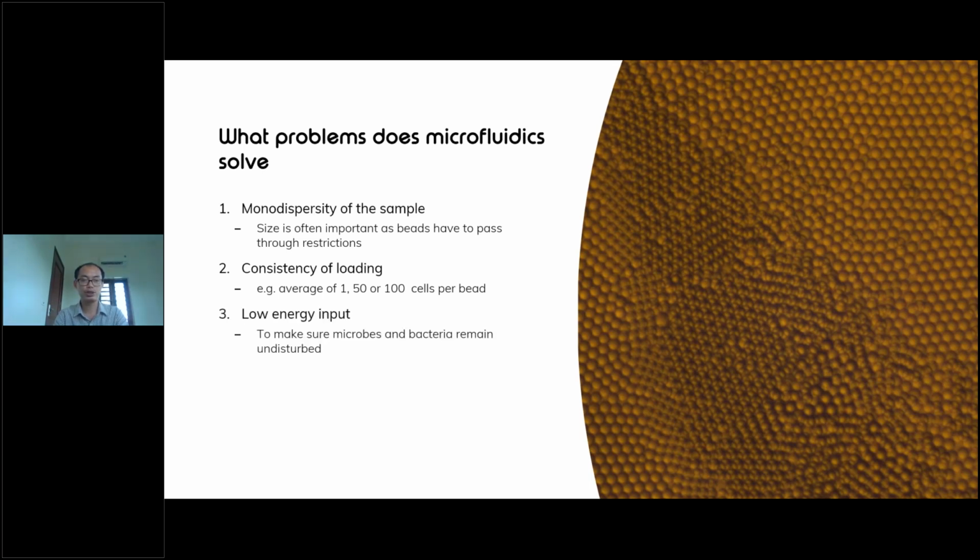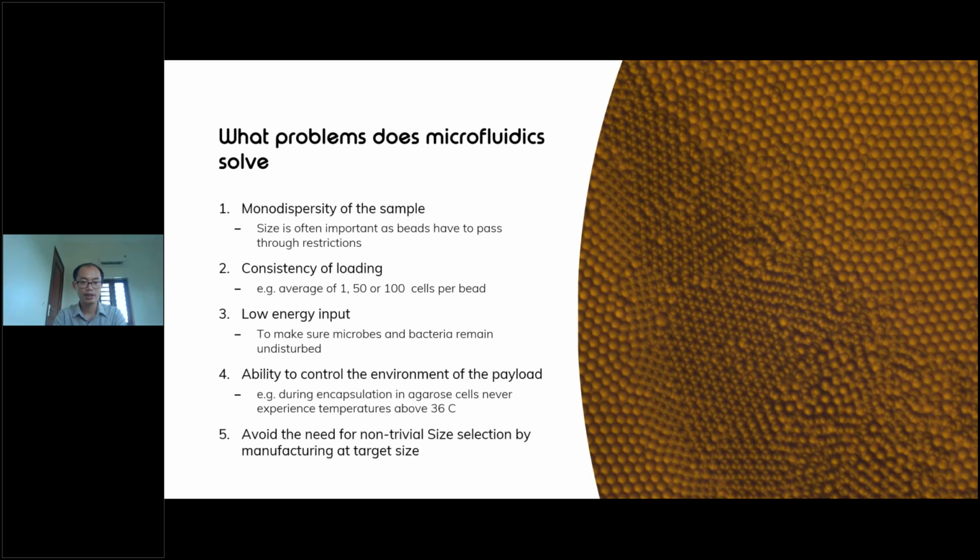And the third one is low energy input. With low energy input, it can make sure that the encapsulation of drug can remain, or bacteria can remain undisturbed. And the fourth is the ability to control the environment of the payload. For example, during encapsulation, agarose cells never experience temperature above 36 degrees C. So with microfluidics, we can control the environment of the payloads very easily. And finally, it avoids the need for non-trivial size selection by manufacturing at target size.